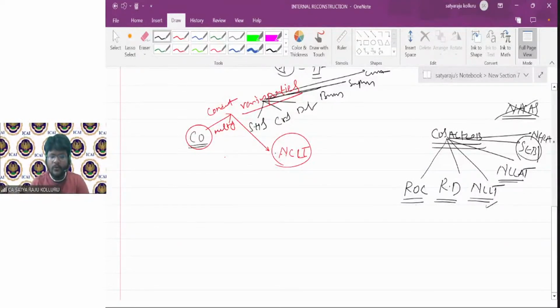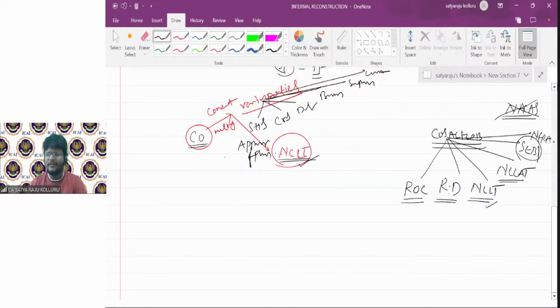Coming to internal reconstruction, which regulator should I meet, sir? NCLT, the National Company Law Tribunal. What should I do? The company should take approval of the plan it proposed. After various negotiations with the stakeholders of the company, the final plan will be there. That final plan will be sent to the NCLT. Only if NCLT provides approval should they initiate the internal reconstruction process.